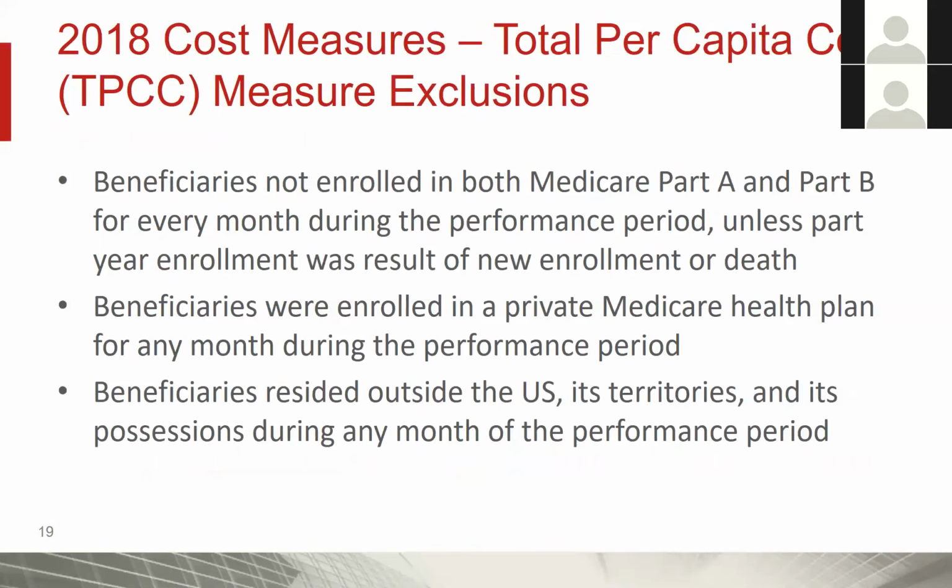So similar to MSPB, there are also Medicare beneficiary exclusions associated with the TPCC measure. So beneficiaries who are not enrolled in both Medicare Part A and Part B for every month during the performance period will be excluded unless part year enrollment was the result of new enrollment or death of the beneficiary. Additionally, beneficiaries who were enrolled in a private Medicare health plan for any month during the performance period will be excluded as well. And if a beneficiary had resided outside of the United States during any month of the performance period will also be excluded.